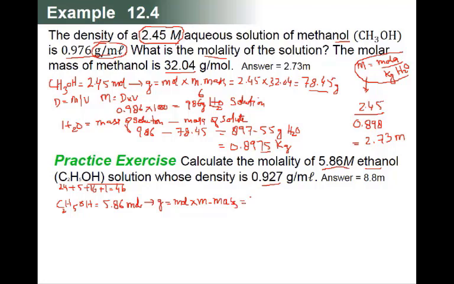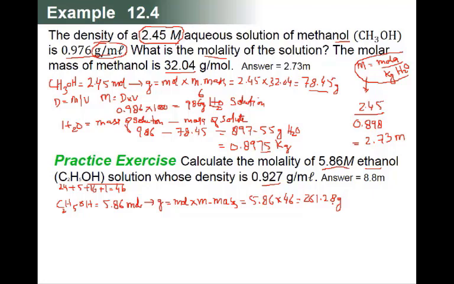So moles are 5.86 and molar mass we calculated is 46, and it will be equal to 261.28. So this comes the gram of ethanol.